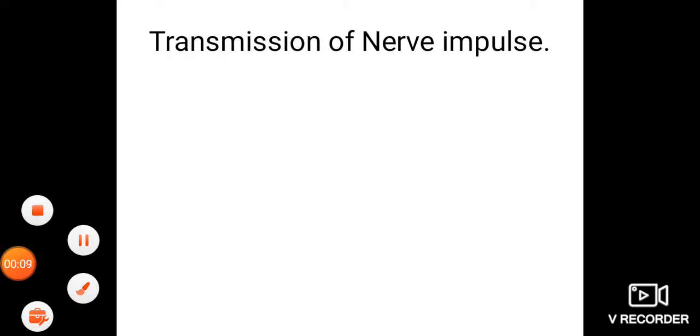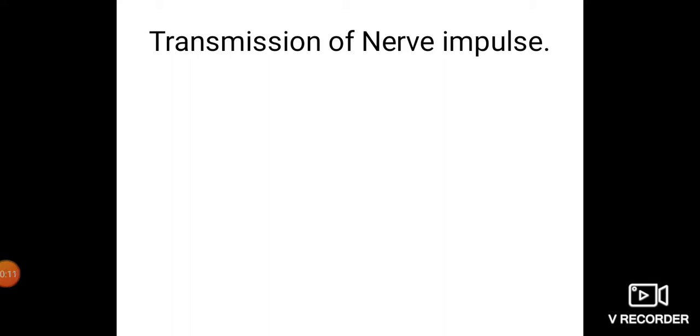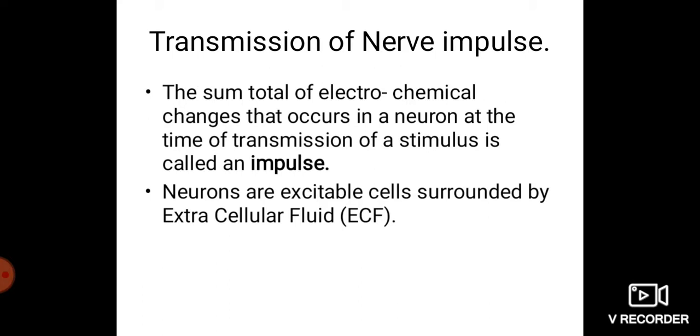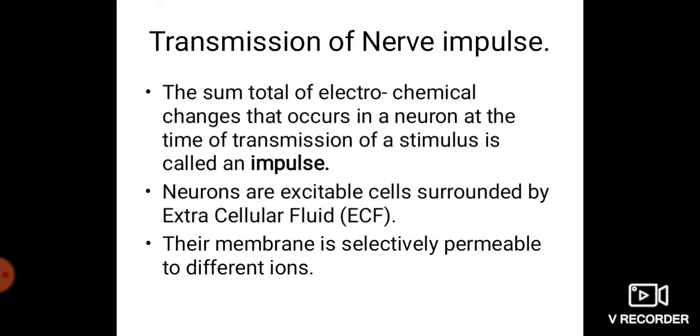Transmission of nerve impulse is the next part of our lesson. The sum total of electrochemical changes that occurs in a neuron at the time of transmission of a stimulus is called an impulse. Neurons are excitable cells surrounded by extracellular fluid. Their membrane is selectively permeable to different ions.